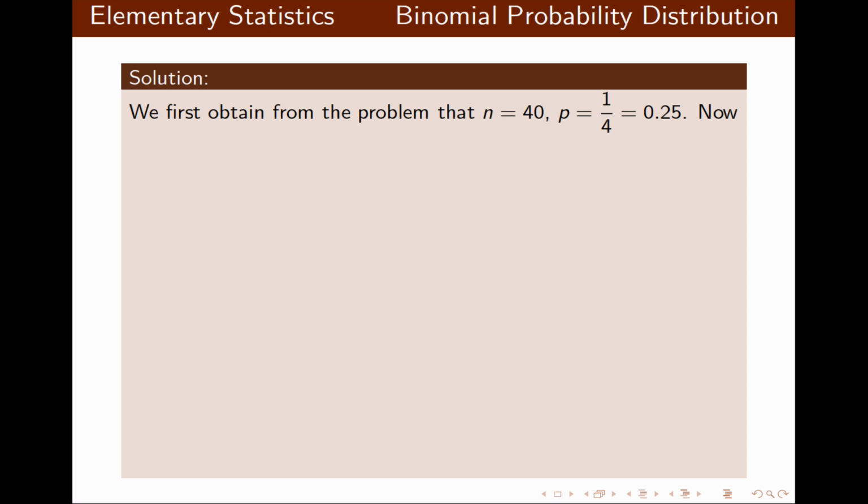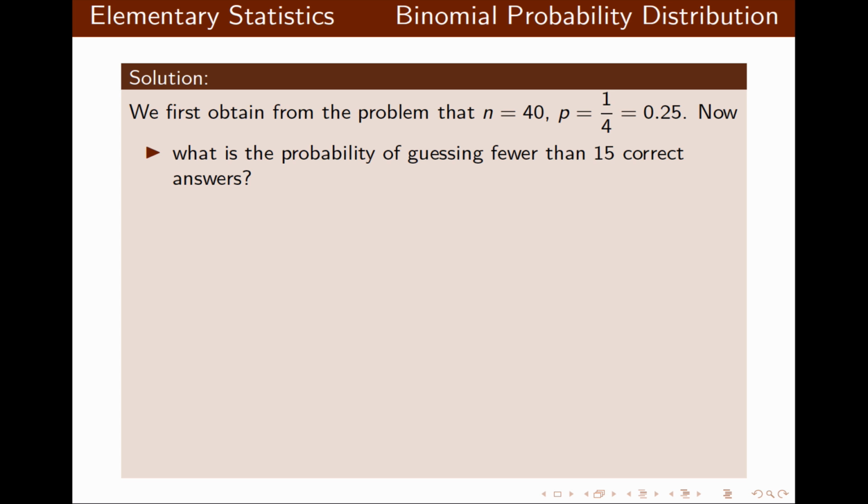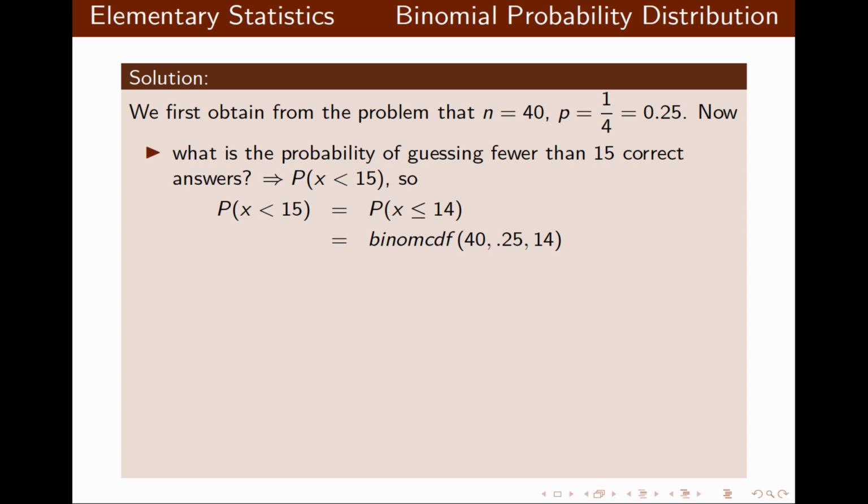So we obtained that n is equal to 40 and p is equal to 0.25. So getting probability of guessing fewer than 15 correct answers means x is less than 15. But x less than 15 is the same as x is less than or equal to 14. So we use binomial CDF. We entered n, p, and x. The answer is 0.9456.